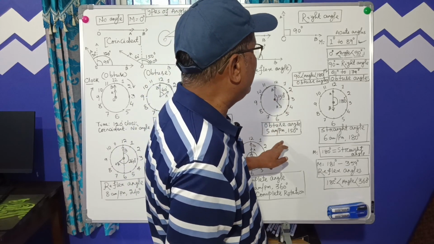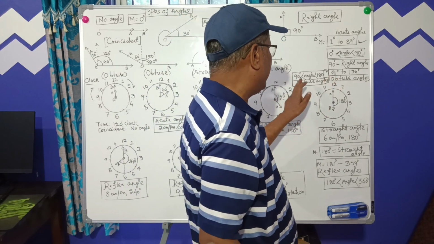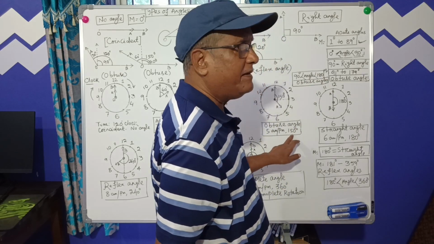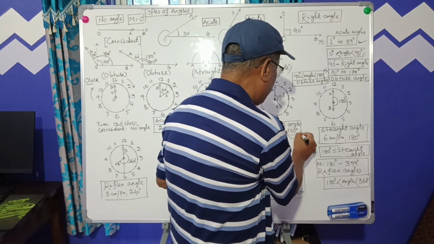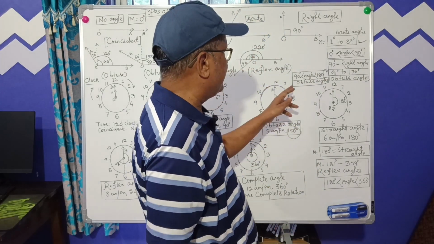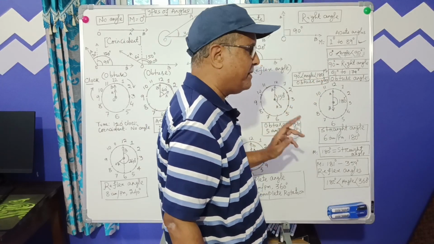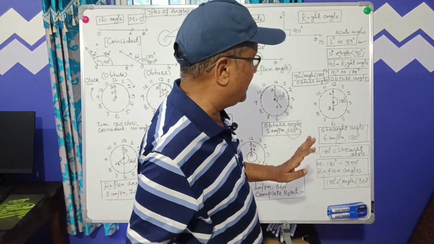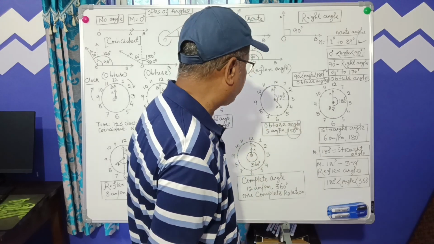You see, it is an obtuse angle because an obtuse angle is greater than 90 and less than 180. So now you see, 150 is greater than 90 and less than 180. It is an example of an obtuse angle. So come to this one.